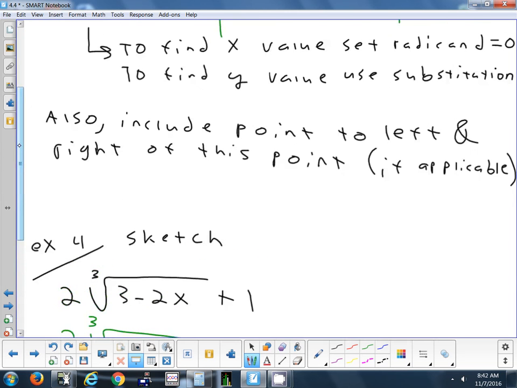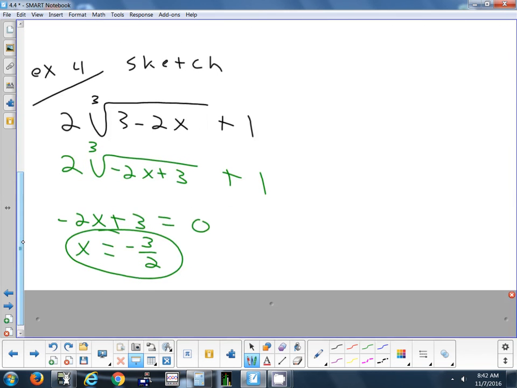And now I want to know my y value. So if I plug in -3 halves for x and then add 3, well, I already know what the radicand comes out to. 0. Okay, because I picked -3 halves to force this to be 0. So now what's the cube root of 0?